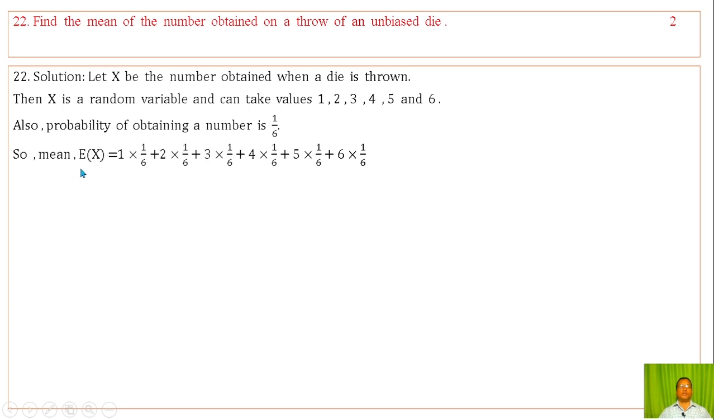So the mean, E of x, is equal to x1 p1 plus x2 p2 plus up to x6 p6. That is 1 into 1 by 6 plus 2 into 1 by 6 plus 3 into 1 by 6 plus 4 into 1 by 6 plus 5 into 1 by 6 plus 6 into 1 by 6. That is 1 by 6 times the sum of the first 6 natural numbers, which is 3.5.